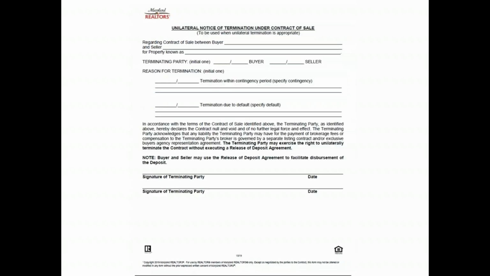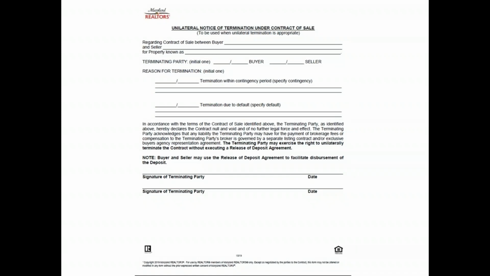There is a reminder in the mutual release of obligation under contract for buyer and seller to use the release deposit agreement to facilitate disbursement of the deposit. So you don't want to forget about the deposit now that we have these standalone forms. That's really just the key to remember: there is a separate release deposit agreement now. You've got to deal with the deposit and also deal with the contract. You don't want to forget one or the other. So you've got the mutual release of obligation under contract of sale, now a standalone form with a note to alert buyer and seller that they can use the release of deposit agreement to deal with the deposit.